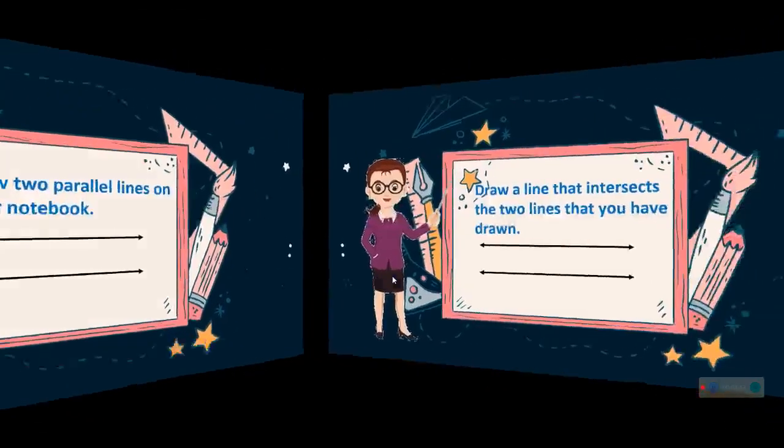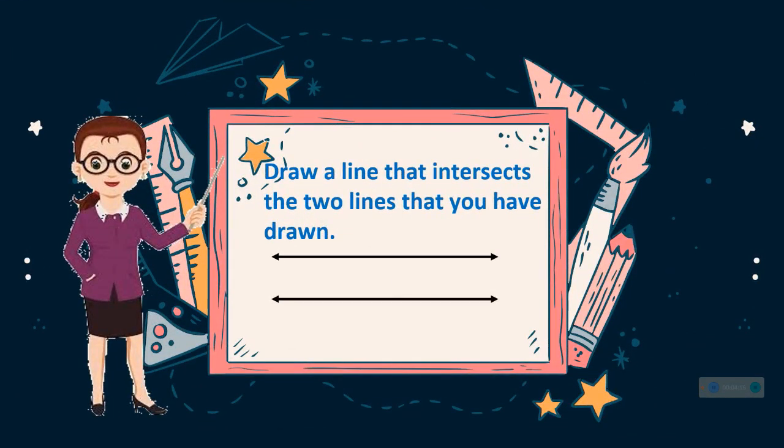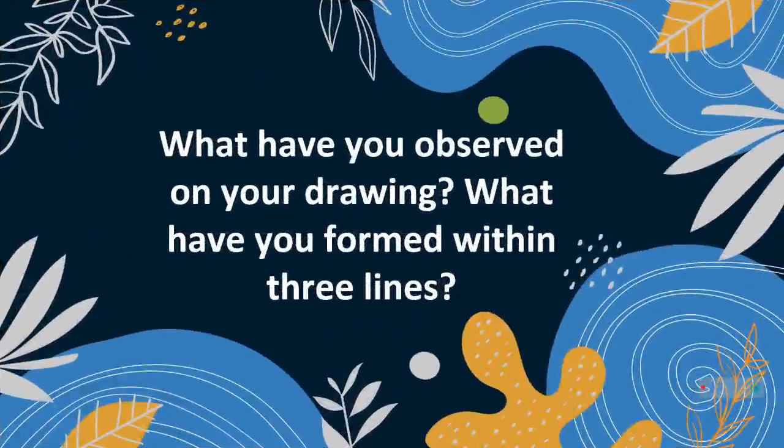Next, draw a line that intersects the two lines that you have drawn, whatever direction you would like. I have here my sample, a line that intersects the two parallel lines. So what have you observed on your drawing? What have you formed with the three lines? Yes, you have formed three regions. Aside from that, yes, we also have angles.